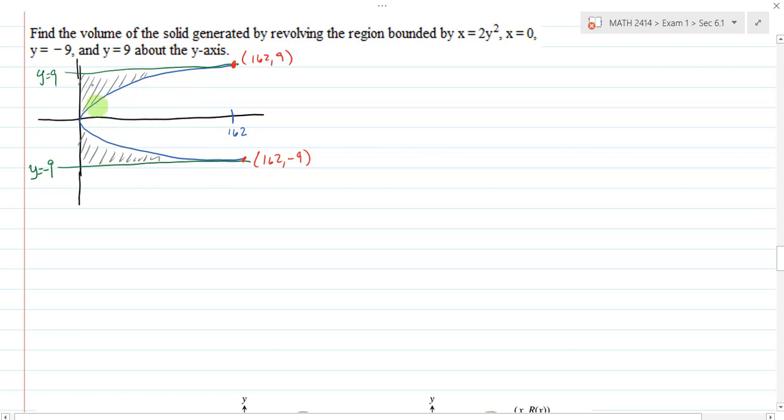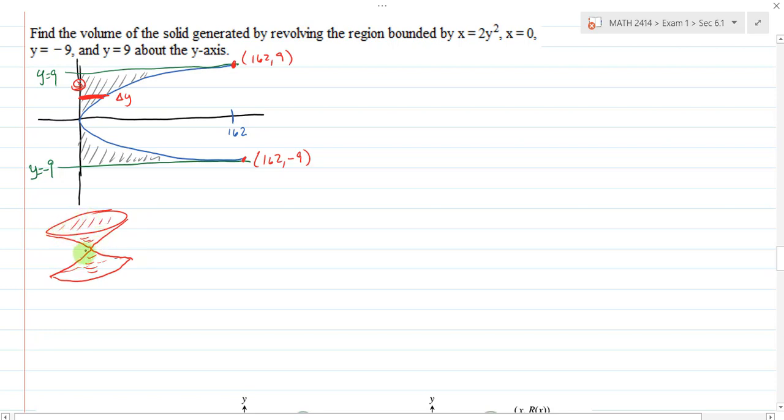We're revolving this about the y-axis, which means that our representative rectangle needs to be perpendicular to that axis of revolution. The thickness of this rectangle ends up being a delta y, which means that our variable of integration for this problem is going to be y. When I revolve this shape about the y-axis, I end up with a three-dimensional object that looks something like that, where this would be the top of it.